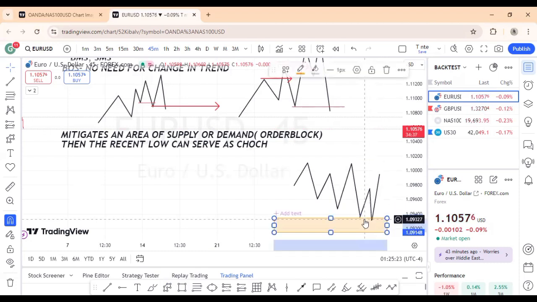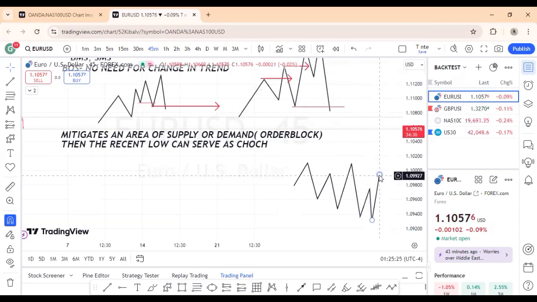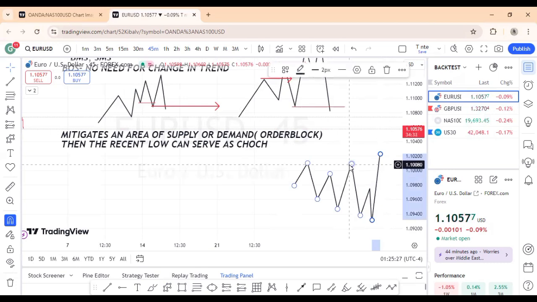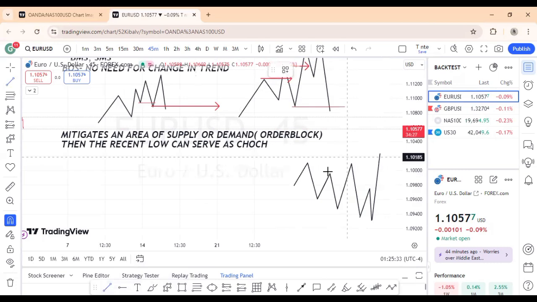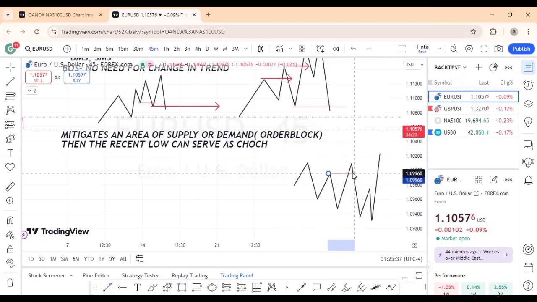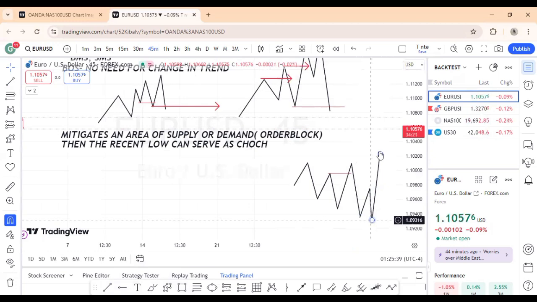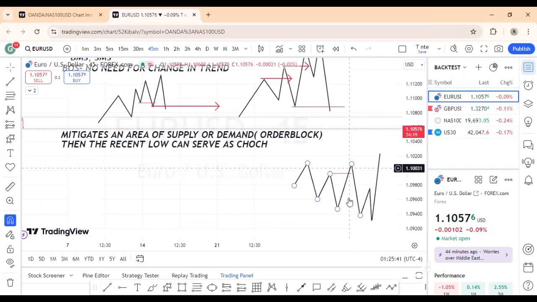But if there's no other block here, price needs to go above your protected high. This one is a protected high. Why? Because there is a liquidity grab before it. So this is a protected high now. Until price goes above this one, there is no change of character, because there's no other block or supply zone or demand zone down there.